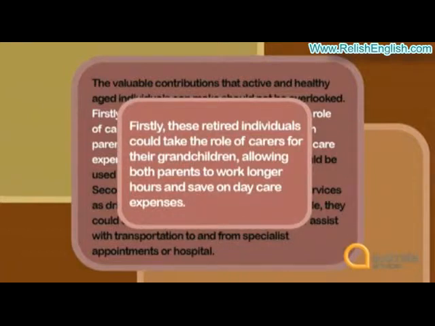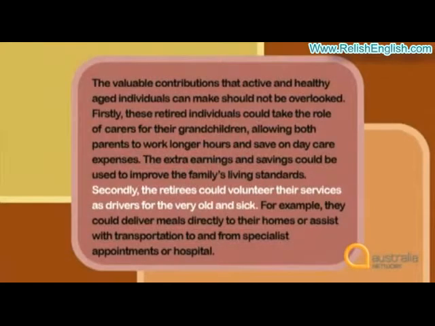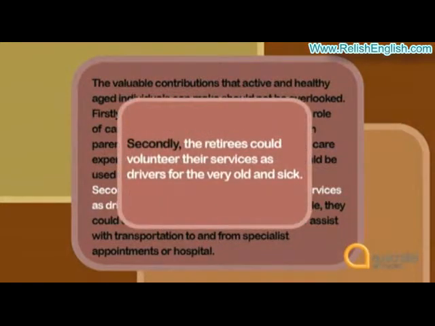Firstly, these retired individuals could take the role of carers for their grandchildren, allowing both parents to work longer hours and save on daycare expenses. Notice the linking word firstly. It means there will be more than one supporting sentence. What linking word should follow firstly? Secondly, the retirees could volunteer their services as drivers for the very old and sick.